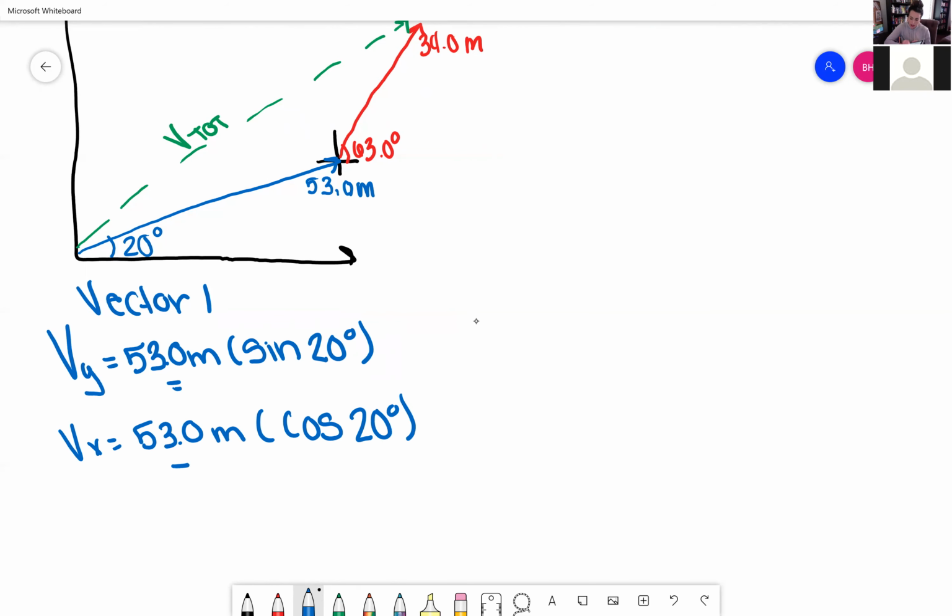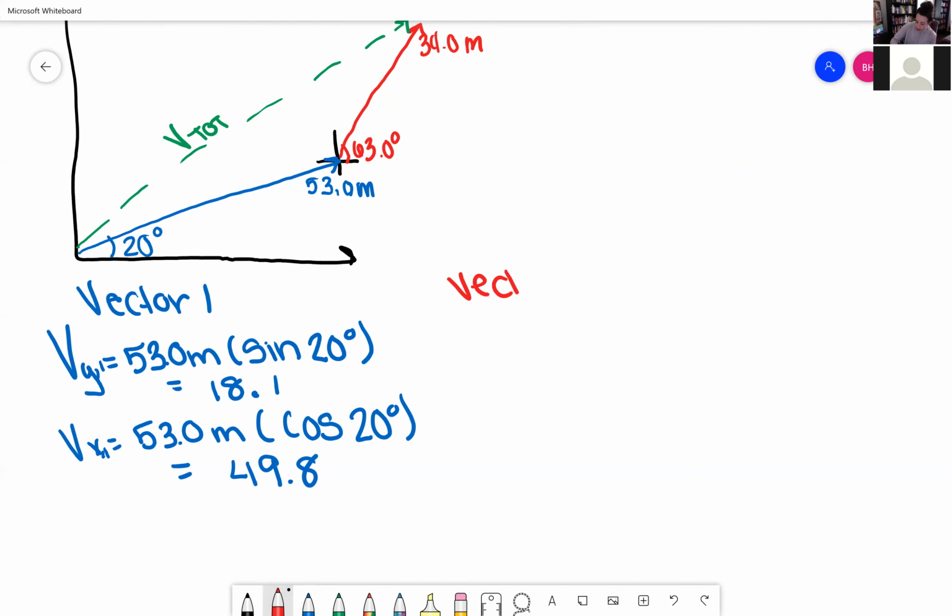So let's figure out what these two are. Grab my handy dandy calculator, sine 20 times 53. So this is going to be 18 point, let's say 1. Then 20 cosine times 53. This is going to be 49.8. All right. So there are my Vy and Vx, and you know what? I'm going to be more specific. I'm going to put 1, because you put the subscripts to help identify what that vector is. So by putting the y1, I'm saying that's the y component of vector 1. So just trying to be more specific with that.